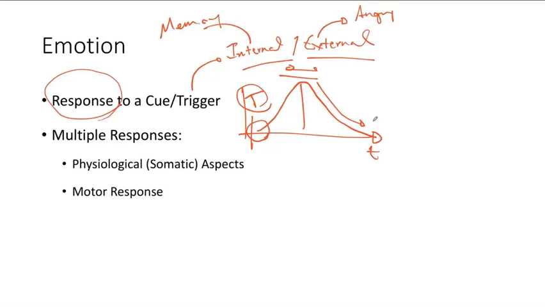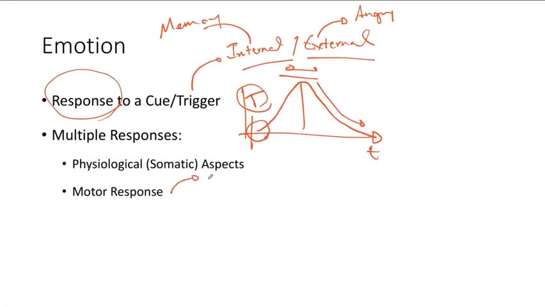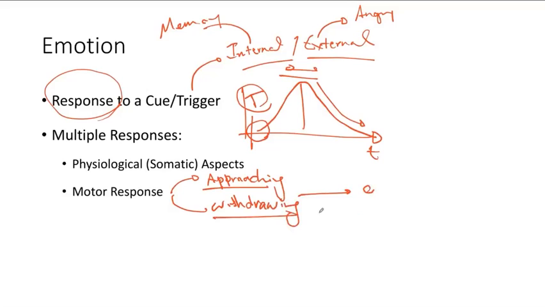And then there could be motor responses, in terms of the specific behavior that you do. The motor response could be approaching or withdrawing. So you can go towards the stimuli or avoid it. So there could be different types of motor responses to emotions.